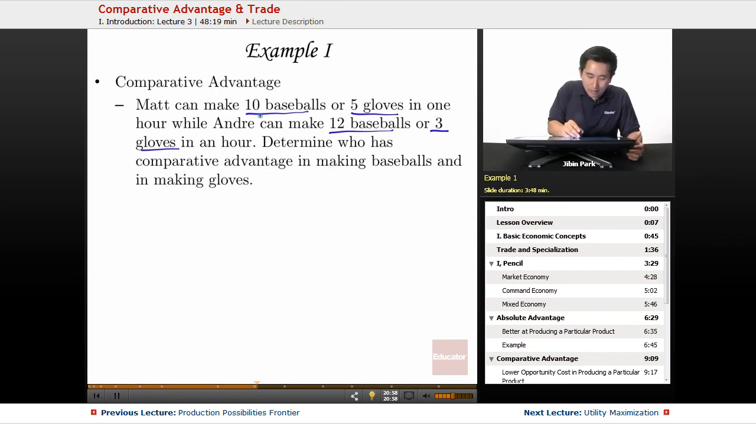So Matt can make 10 baseballs where Andre can make 12. So Andre has absolute advantage in making baseballs. Andre can make 3 gloves in 1 hour, and Matt can make 5 gloves in 1 hour. So who has absolute advantage in making gloves? Well, Matt. So this one's actually really easy. Matt has absolute advantage in making gloves, and Andre has absolute advantage in making baseballs. So you can already determine that Matt is going to make gloves and Andre is going to make baseballs.